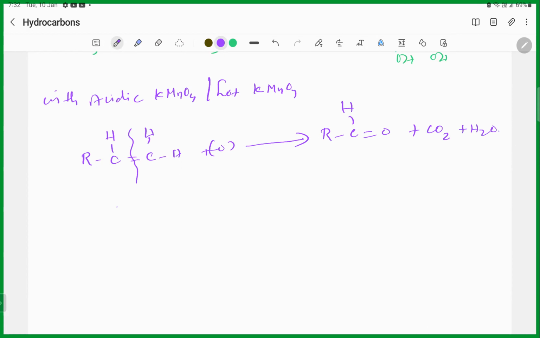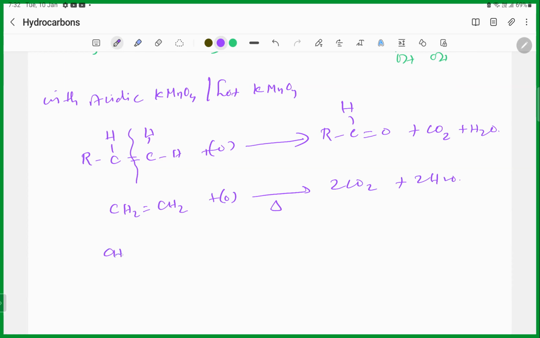So when you take ethylene in the presence of oxygen, that means acidic KMnO4 or hot KMnO4, it gives carbon dioxide, because it will first give formaldehyde. When you oxidize the formaldehyde, aerial oxidation takes place and it gives formic acid. If you heat it, that formic acid gives carbon dioxide and water. That is the reason why.